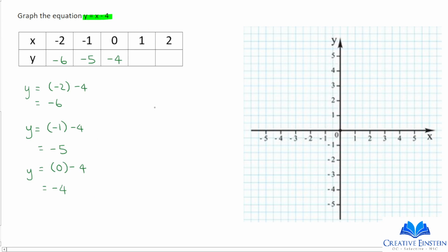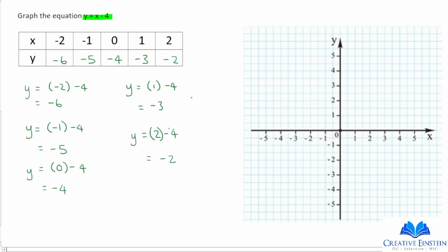Next value is 1. Y equals x, which is 1, take away 4, equals -3. So when x equals 1, y equals -3. And our last value that I have here is 2. So y equals x, which is 2, take away 4. I should have the bracket there. 2 take away 4 is -2. So when x equals 2, y equals -2.